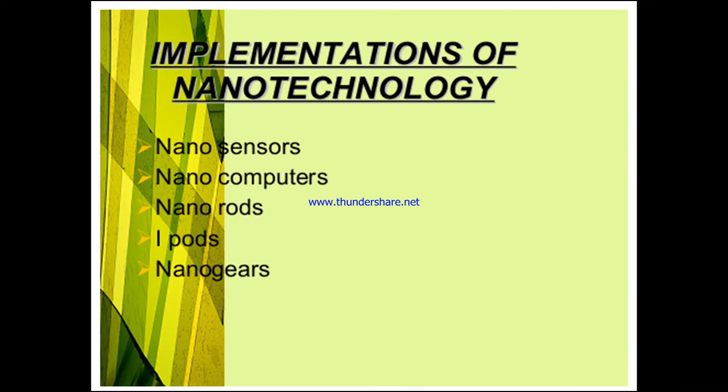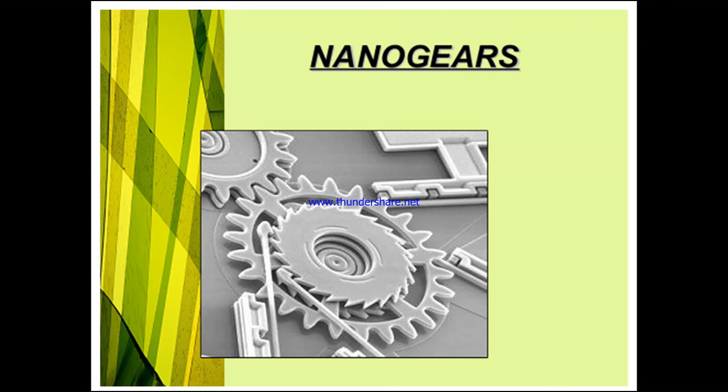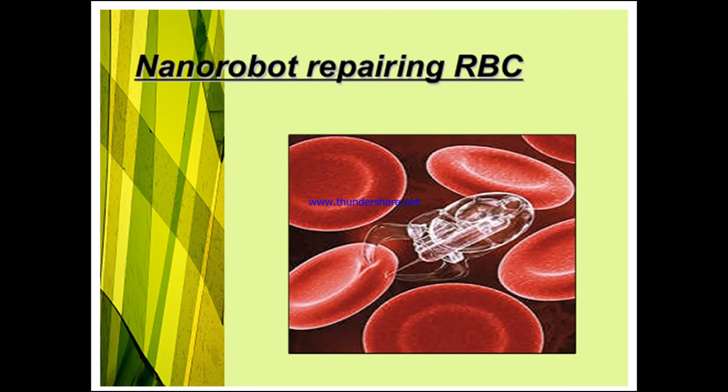Implementation of nanotechnology. It has been implemented in nanosensors, nanocomputers, nanorods, iPods, and nanogears. For all these, nanotechnology has been implemented. This is the nanogear. It is a nano robot repairing RBC, red blood corpuscles. These nano robots are used for curing cancer tumors and also for removing blockage of arteries.